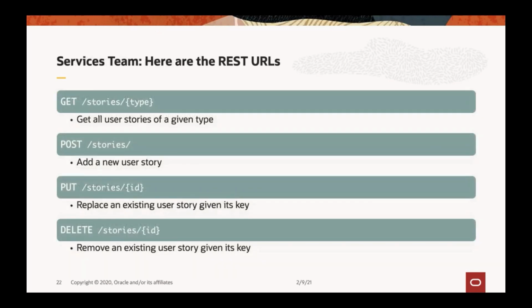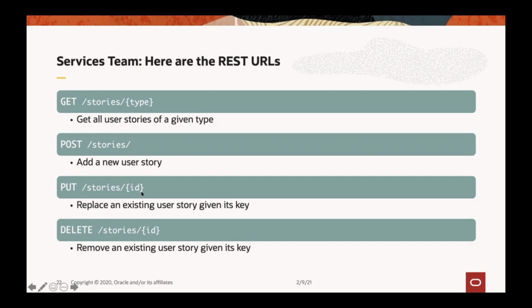So moving on to the work done by the services team, it offers a set of REST URLs. In this example, it offers a GET request to fetch all the user stories of a given type. It also offers a POST request to add a new user story. The input is in the form of a request body. Similarly, there is a PUT request. You could use this PUT request to update a user story given a key.